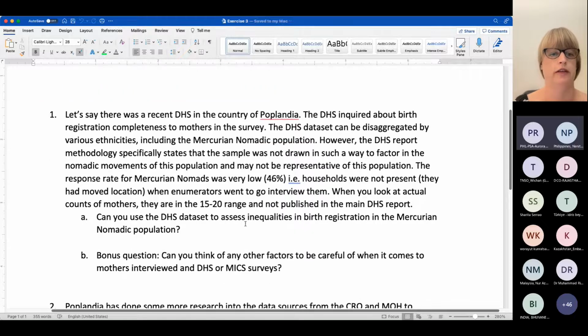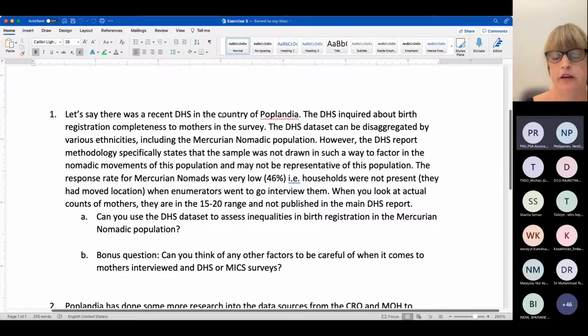So the first question is, let's say there's a recent DHS in the country of Paplandia. The DHS inquired about birth registration completeness to mothers in the survey. The DHS dataset can be disaggregated by various ethnicities, including the Mercurial nomadic population. However, the DHS report methodology specifically states that the sample was not drawn in such a way to factor in the nomadic movements of this population and may not be representative of this population. Further, the response rate of Mercurial nomads was very low, below 50%. And this is because the households were not present.